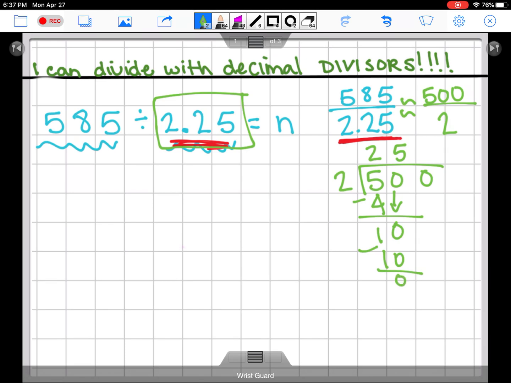Team members, think really quickly. Do we stop here because we have nothing left? Heck no! You still have another 0 to drop down. We must drop it down. We must say, how many times can 2 fit into 0? It can fit in 0 times.